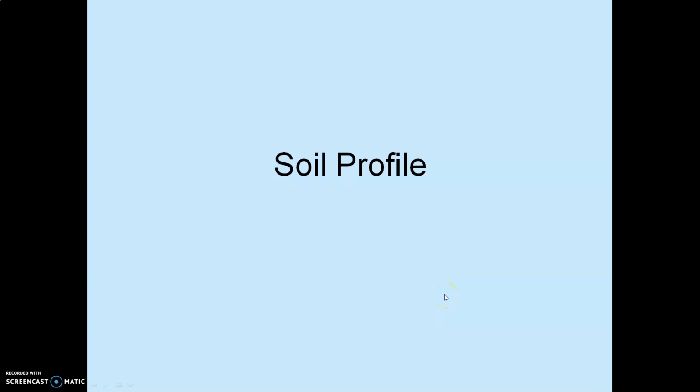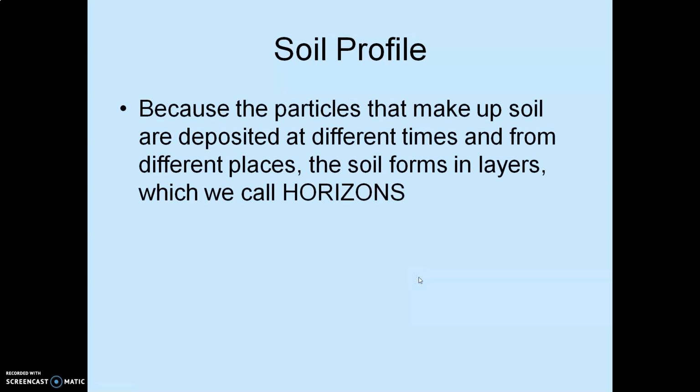This video is going to look at a soil profile. A soil profile refers to all the different layers of soil that form the ground that we walk on and that we grow things in. Because the particles that make up soil are deposited at different times and from different places, the soil forms in layers, and we call the layers horizons. Throughout the rest of this video, I will be referring to the different layers as horizons.